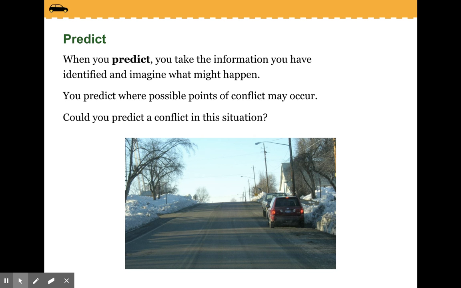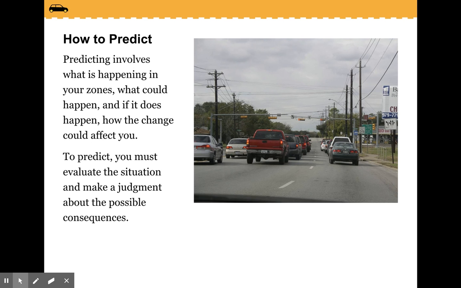When you predict, you take the information you have identified and imagine what might happen. You predict where possible conflicts may occur. Can you predict a conflict in this situation? Predicting involves what is happening in your zones, what could happen, and if it does happen, how the change could affect you. To predict, you must evaluate the situation and make a judgment about the possible consequences.